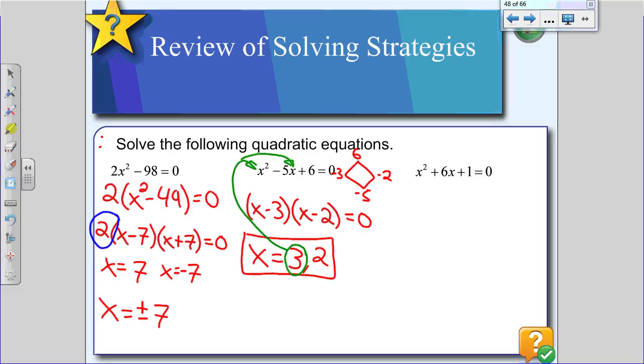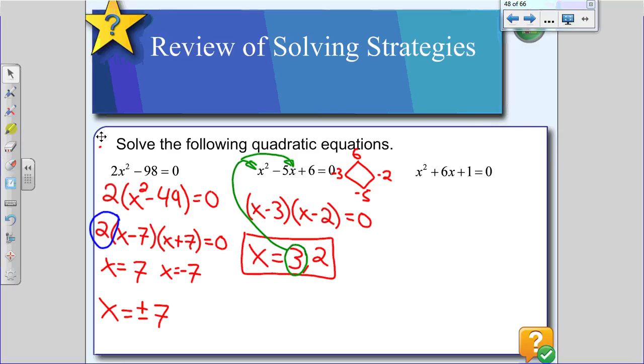All right, third one. How are we going to try to solve that thing? We're going to try to diamond method it. Things that multiply to 1 and add to 6. No way that's going to work out for us, is it? Nothing works there. So if it doesn't work, we need a new solution to this question. We're going to use the box method. And after today, you're going to have a third method called the quadratic equation.